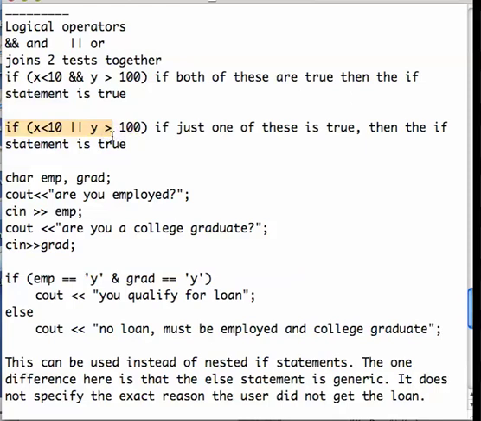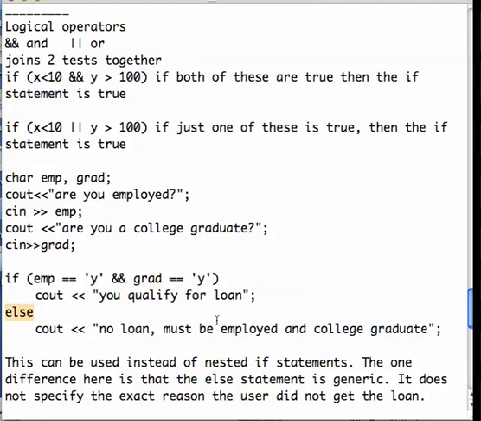Sometimes you can use a logical operator and maybe replace the nested if statements. Remember the employed and college graduate question? Are you employed? Yes or no, or Y or N goes into EMP, and are you a college graduate goes into grad. Instead of using nested ifs, you could say if EMP is equal to Y and grad is equal to Y, if both these are true, I qualify for the loan. If either one of these fails, the else kicks in: no loan, must be employed and a college graduate.